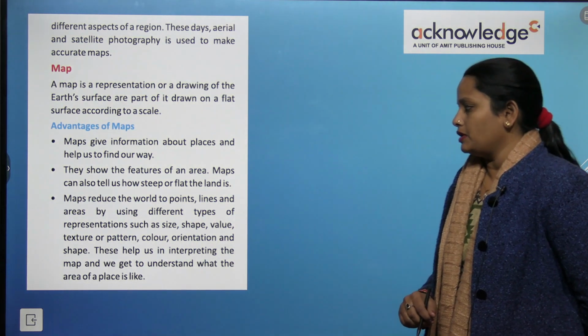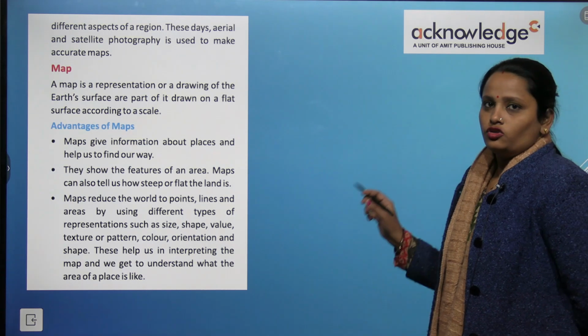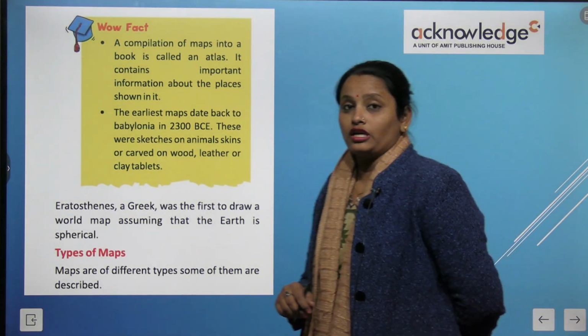These help us in interpreting the map and we get to understand what the area of a place is like. So इन सारे फैक्टर्स को देखने के बाद हमें इजीली पता चल जाता है किस एरिया की बात हो रही है, वो एरिया कैसा है.